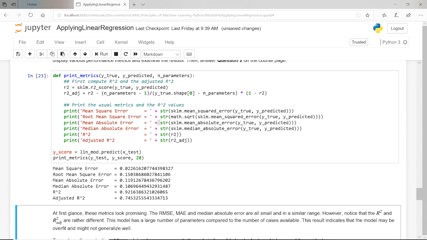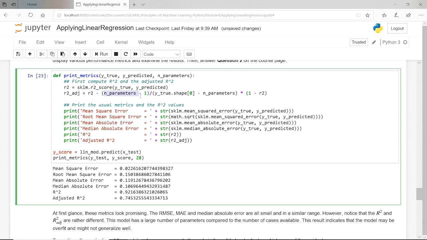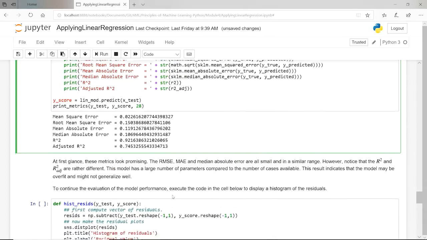Remember, R squared is effectively 1 minus the ratio of the variance of the residuals divided by the variance of the original label value, which is the price. But for adjusted R squared, because we have a fair number of model parameters, this n params is fairly large, and the number of data samples used in the training data is fairly small, there's a big difference there. So that's something to keep in mind. What that means is that we don't have that much confidence in R squared or adjusted R squared because of the bias adjustment.